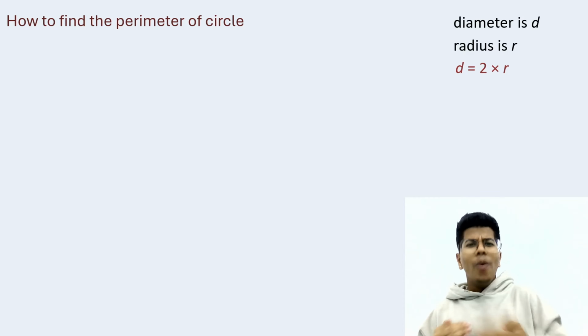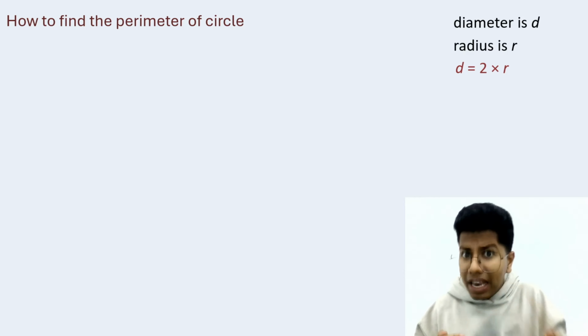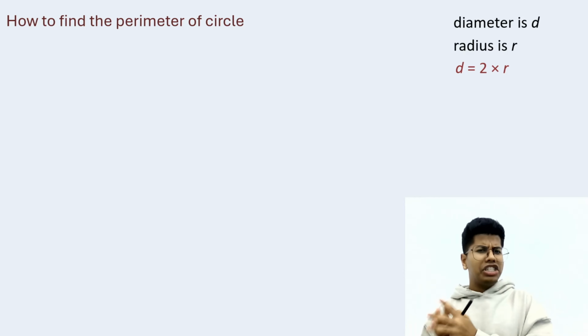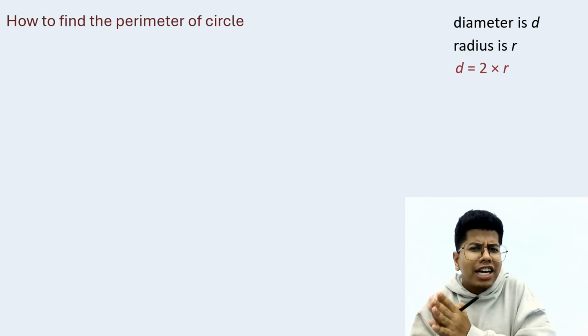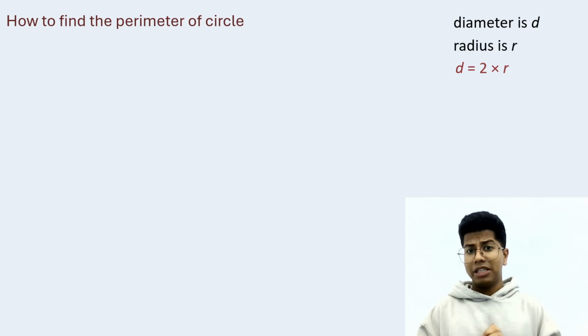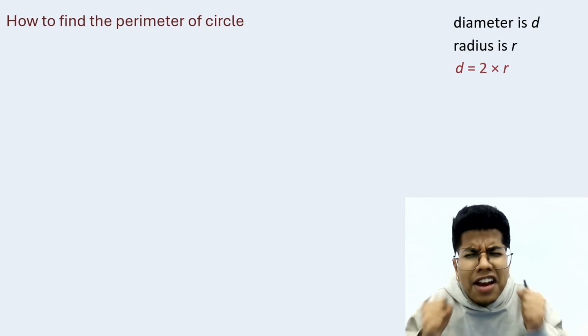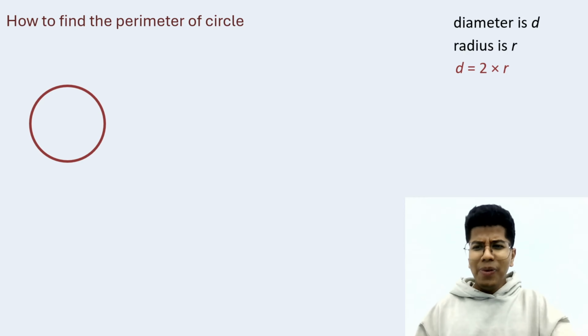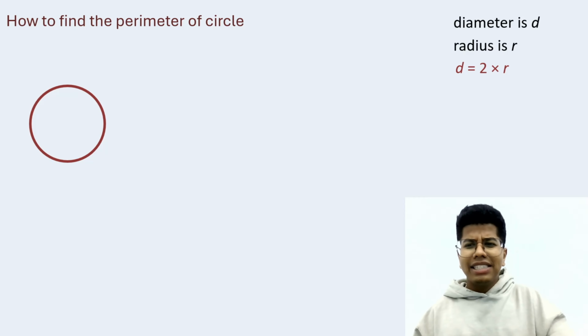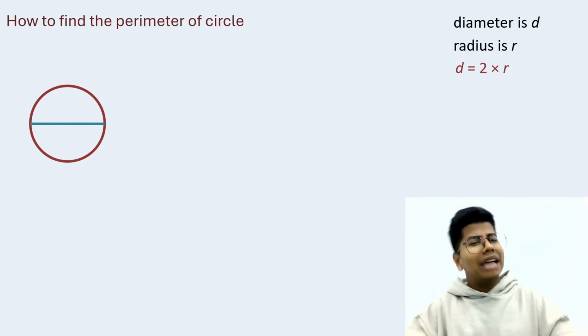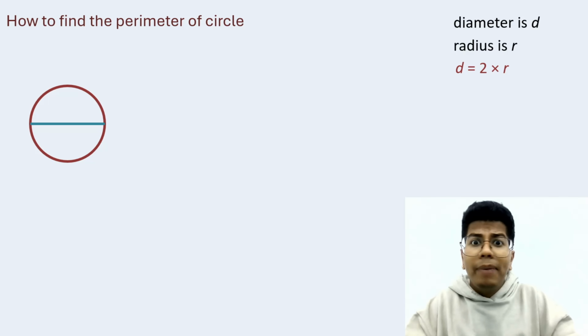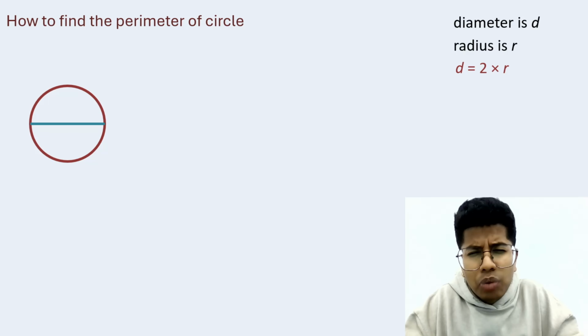But over a period of time, scientists realized that there is a relation between the perimeter of the circle and the diameter. So let's see what the relation is. Let's say there is a circle and this circle has a fixed perimeter around it. It also has a diameter. So if I try to increase the diameter of the circle, what will happen to the circumference? Let's just observe.